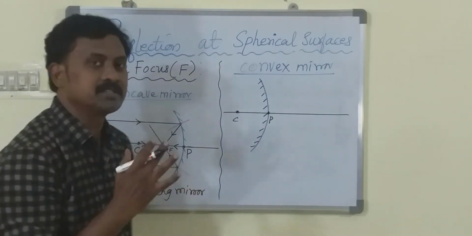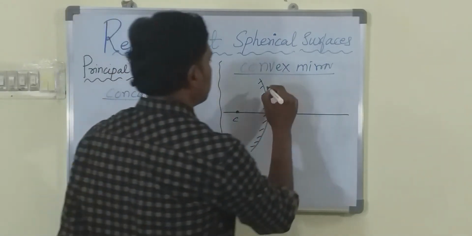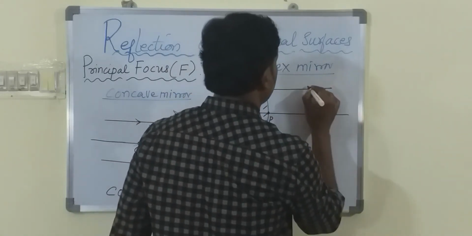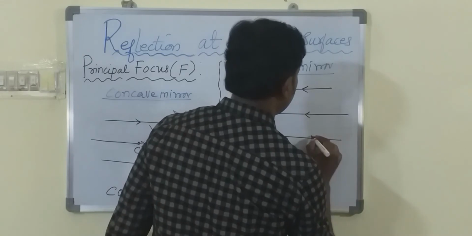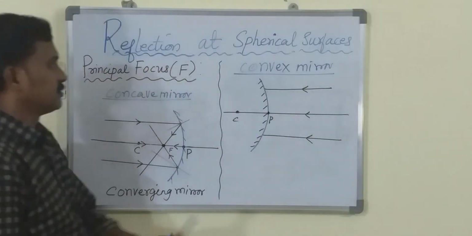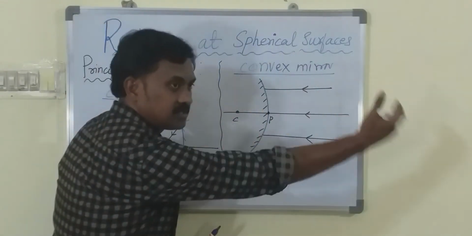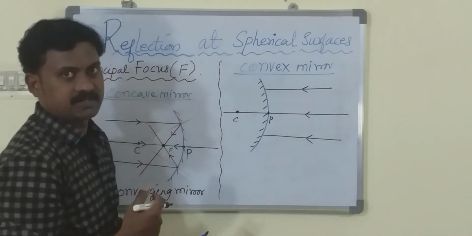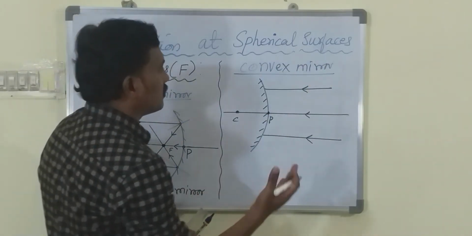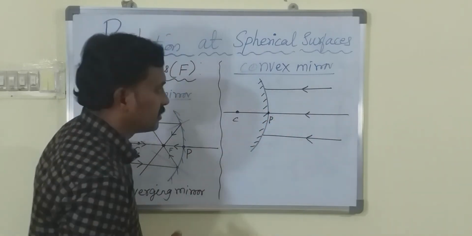And here also you have to insert a parallel beam of light rays. So let me say this is one parallel beam of light, this is the first one, this is second, and this is third. As the reflecting surface is convex, we are drawing the parallel beam of light rays on the convex surface. Okay. Now these are the three incident light rays.